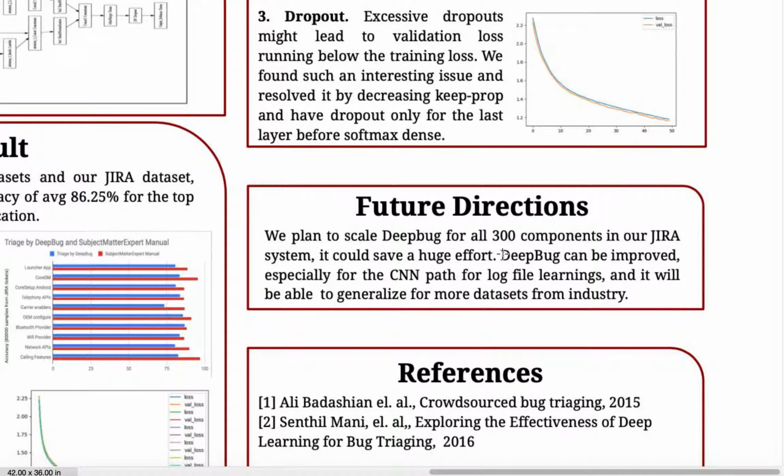Future directions. We plan to scale DeepBug to more components. In total, we have more than 300 components in our software system. It can save us a lot of effort and reduce the cost. Of course, DeepBug can be further improved and tuned, especially in our case, where the CNN path is for the logs, which come with structured data. It can be further improved to generalize well for more datasets in industry.